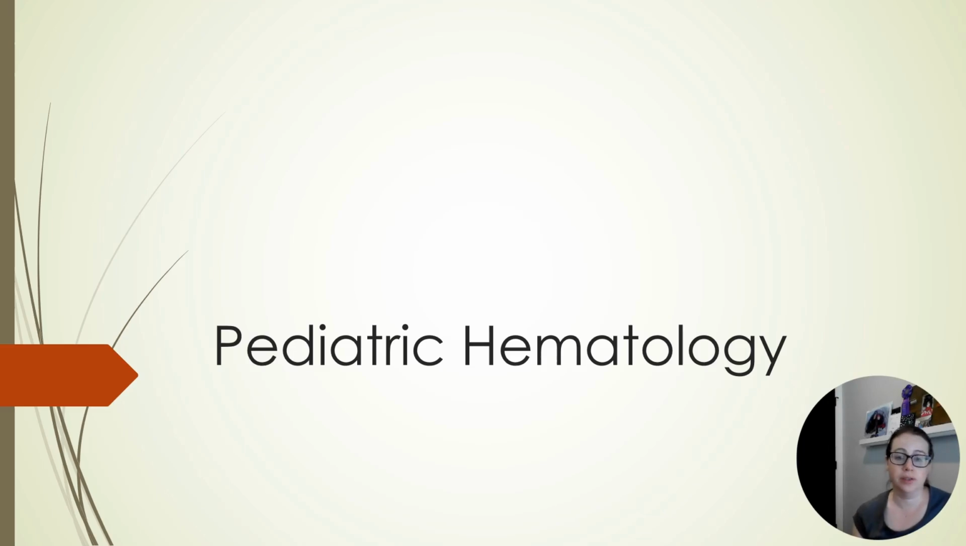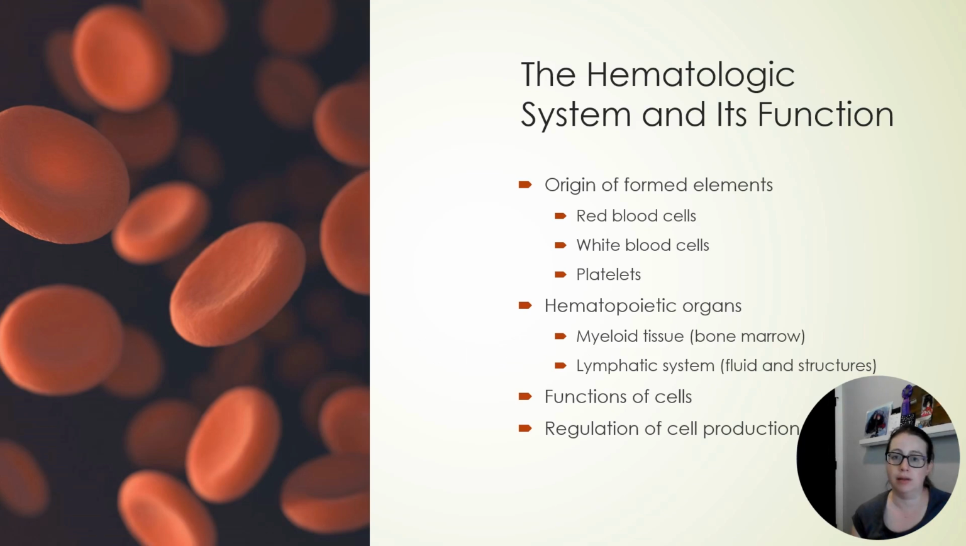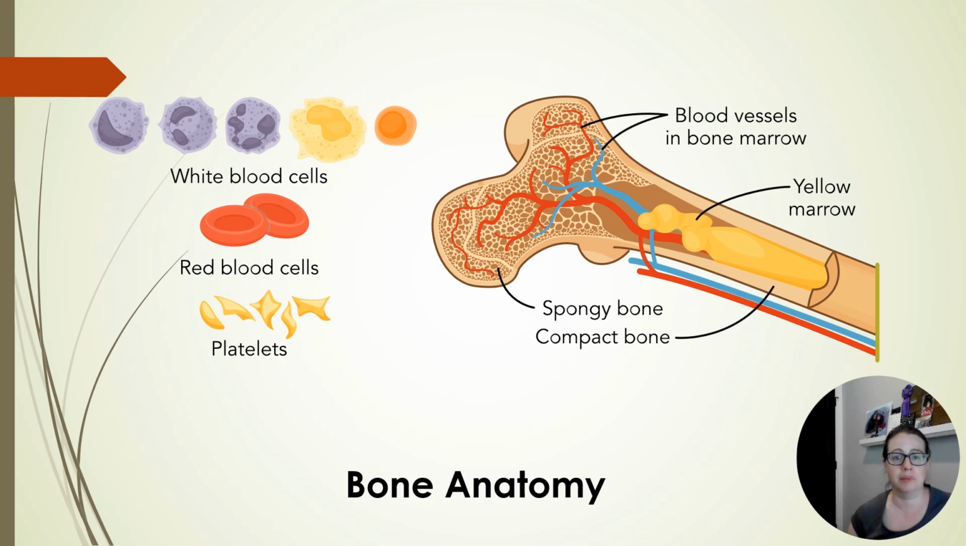All right, this lecture is going to talk about pediatric hematology. We're going to do a quick review of the hematological system and its function so that as we move through the rest of this lecture, you'll have a jogged memory about the different parts of your blood, your hemoglobin, and the hematopoietic organs, which include bone marrow and the lymphatic system, spleen and liver, as well as the thymus.